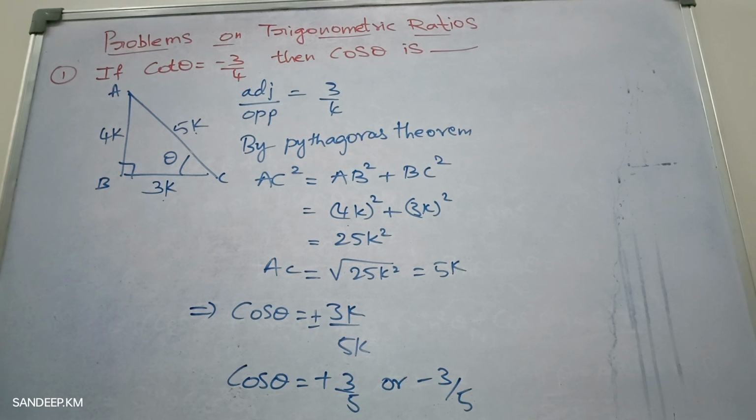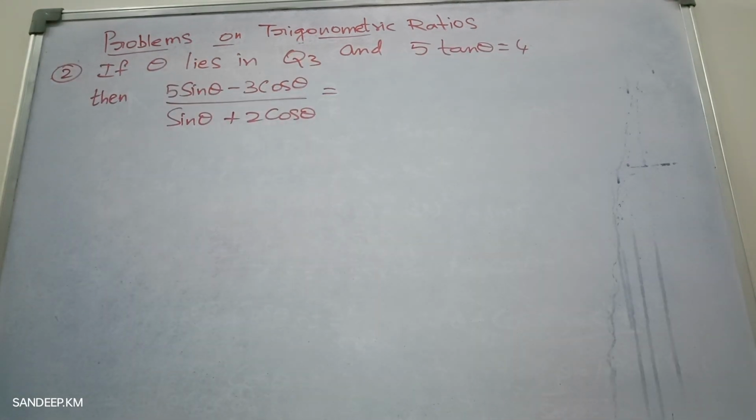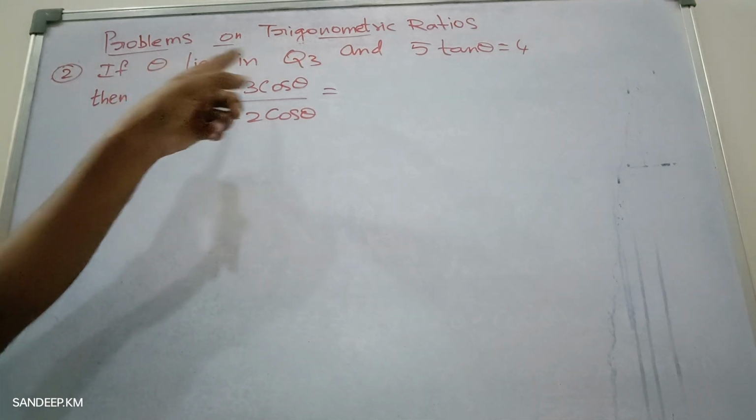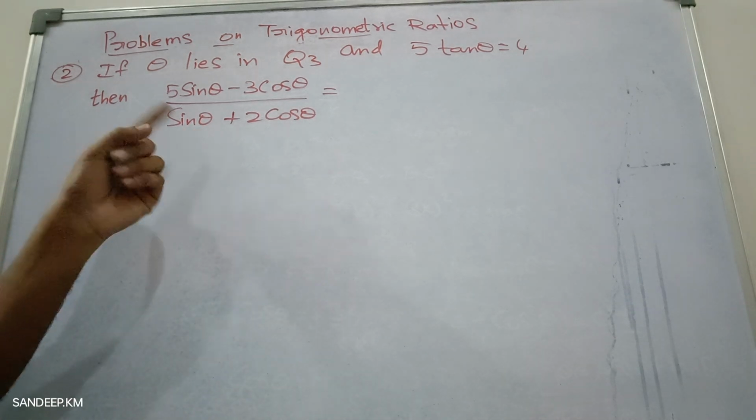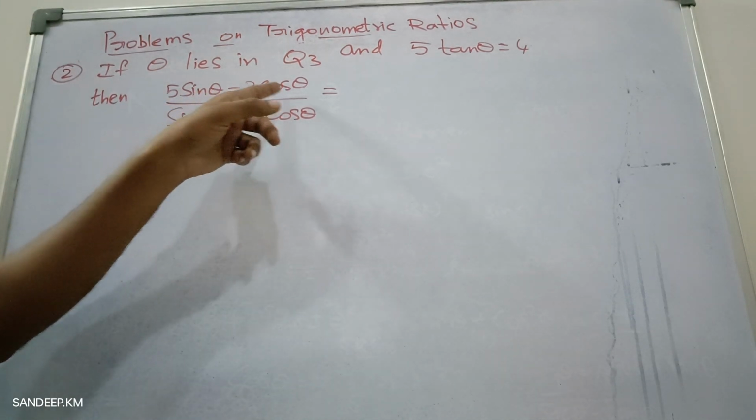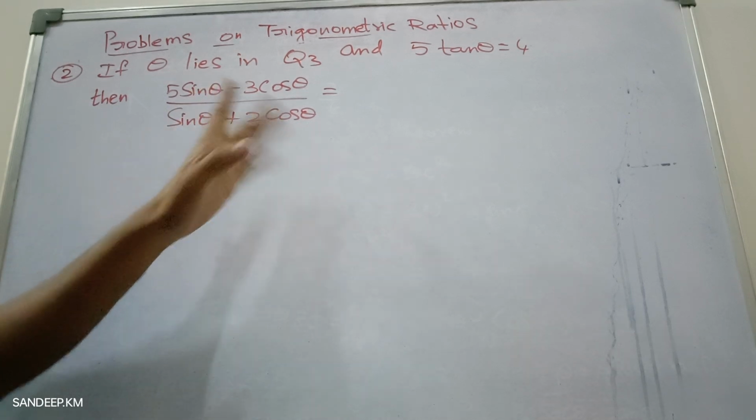Second question, dear students. If theta lies in the third quadrant, so theta is between 180 degrees and 270 degrees, and 5 tan theta is equal to 4, then what is the value of 5 sin theta minus 3 cos theta divided by sin theta plus 2 cos theta?